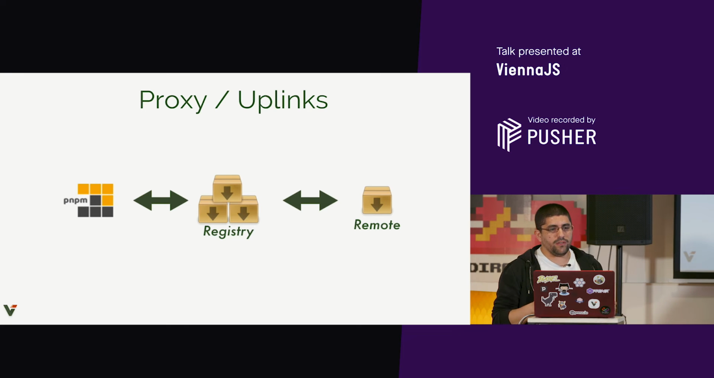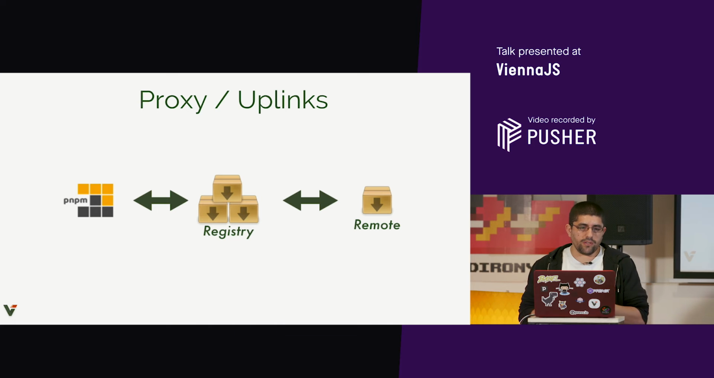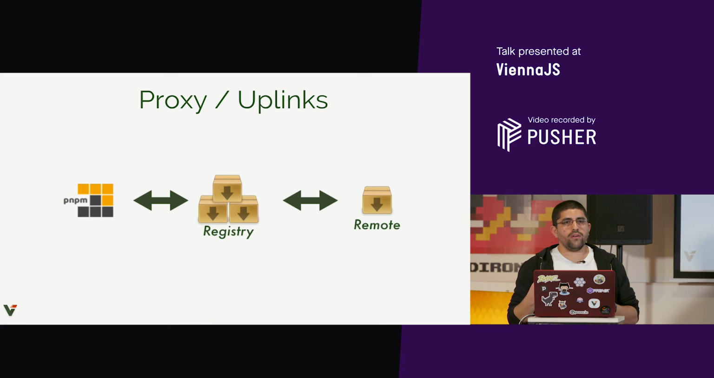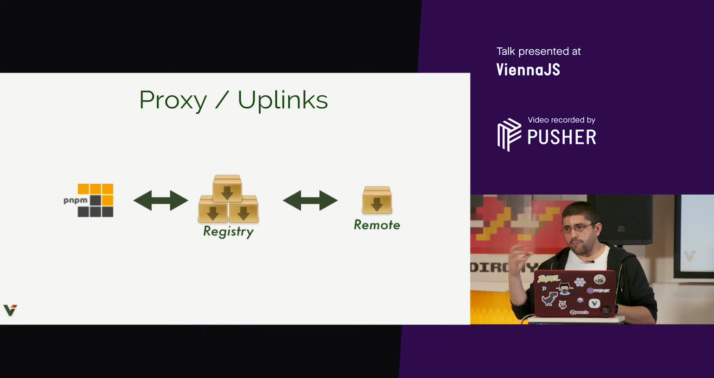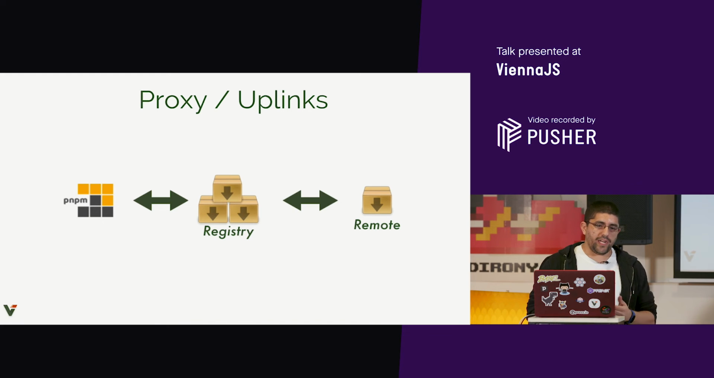Let's see this visualization, because Verdaccio is a proxy. How does it work? Here I'm using pnpm. I'm installing a package through Verdaccio. So the client does a request to the registry. The registry computes the right remote, fetches information, caches the content, and responds to the client.